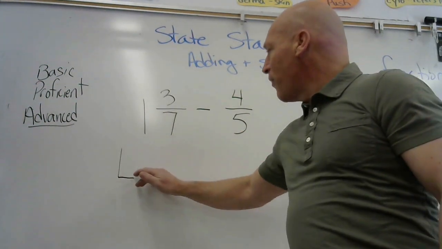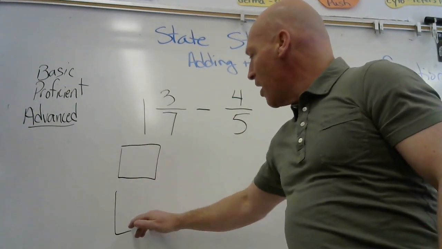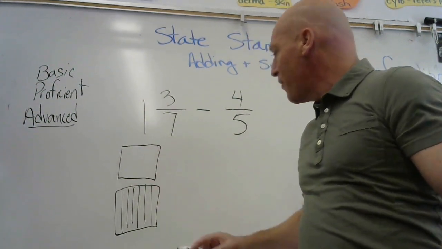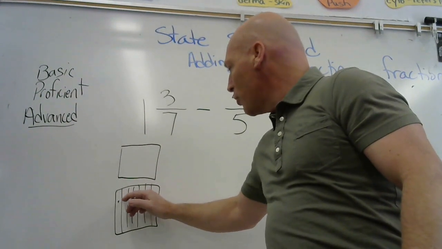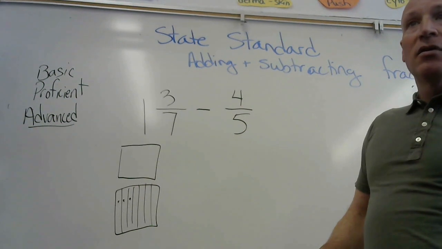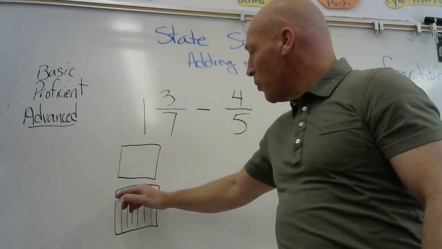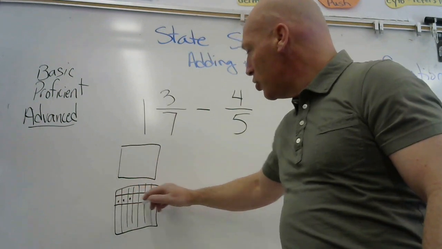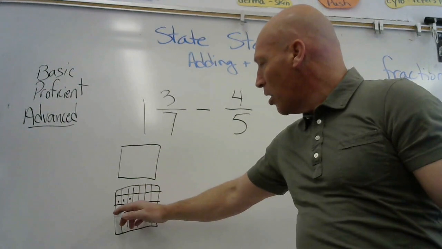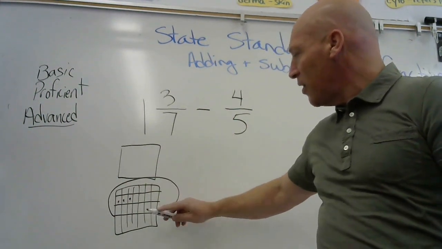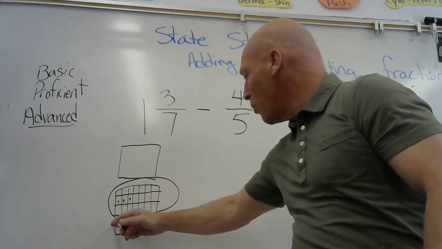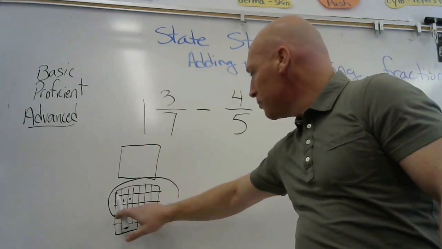Now, the bar model: I have one whole, and then I have a whole that's cut up into 1, 2, 3, 4, 5, 6, 7, and I have 3 of those 7. I'm subtracting 4/5. So I'm going to cut this up into 1, 2, 3, 4, and I have 4 of those fifths. Can you see that? 1, 2, 3. Oh, I needed one more. Sorry about that.